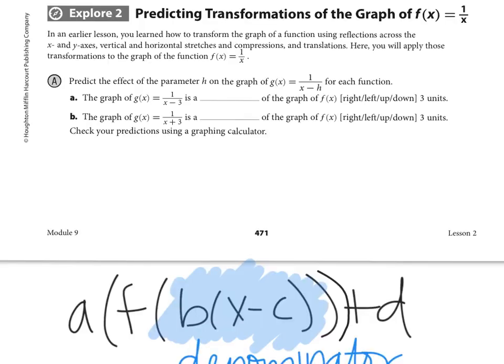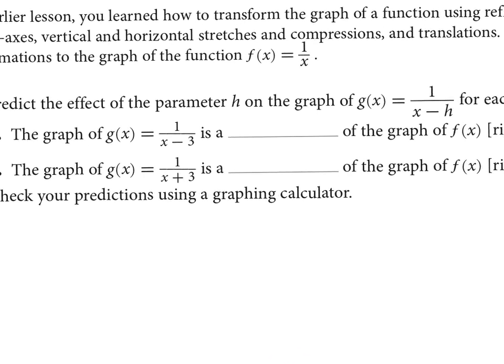All right, so part A. We're supposed to predict the effect of the parameter on the graph. So we have g of x equals 1 over x minus 3. So where is that minus 3 at? It's in the denominator. It's like C. So that's going to shift the graph either left or right. So what's a minus 3 going to do to the graph? Right. Okay, it's going to move it to the right 3 units.